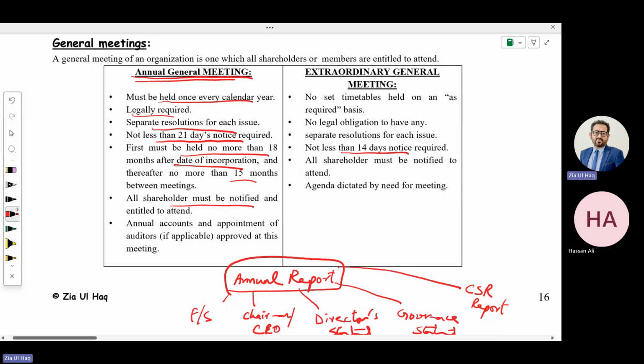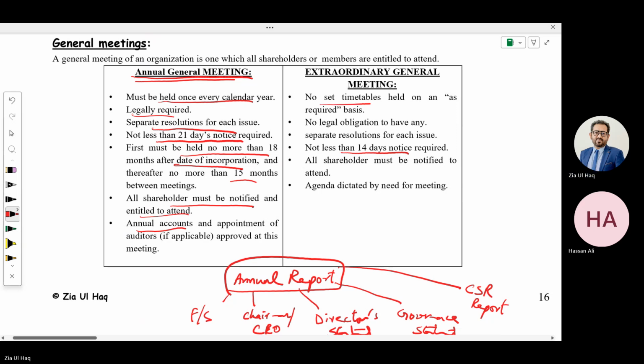All shareholders must be notified and entitled to attend. What's the purpose? Annual accounts mean annual reports, and directors and auditors appointments will be made at the AGM through shareholder voting. But the main purpose is to present annual reports to the members.